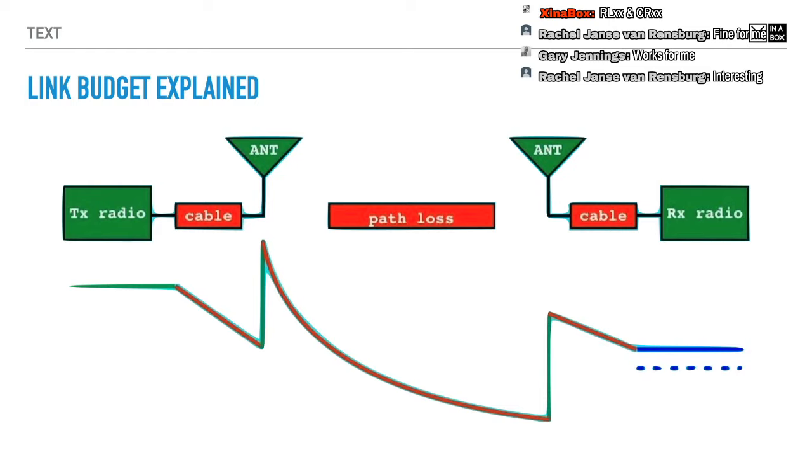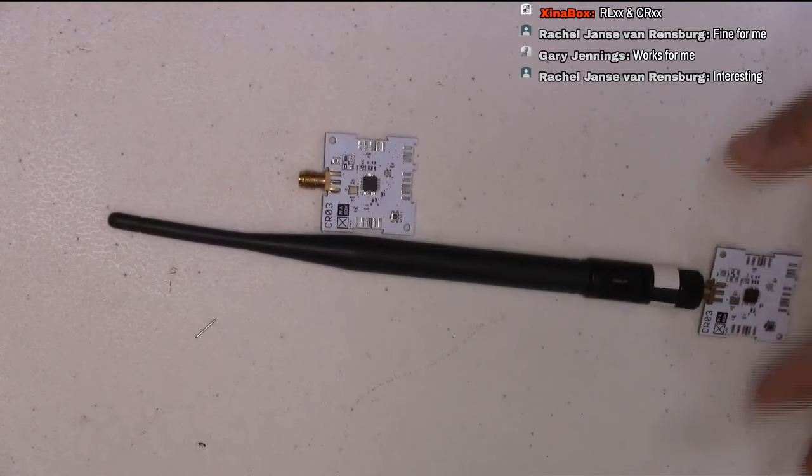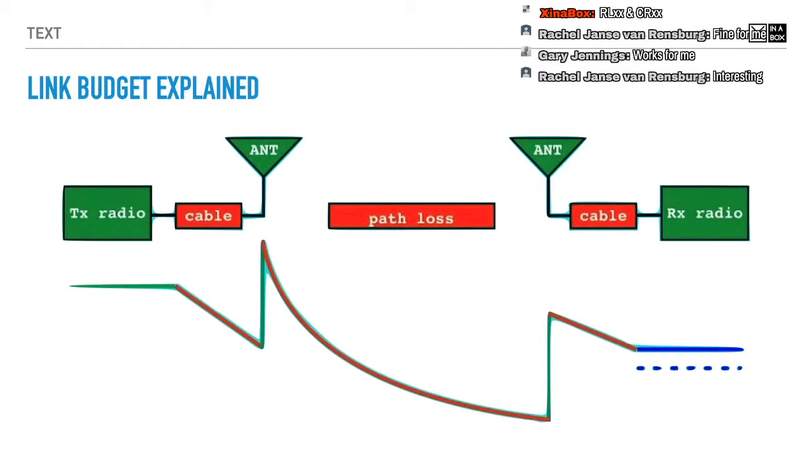So what I have here is you can see that we have the transmit power here, and a radio to transmit. Then we have a cable to the antenna. That's what we normally have. In our case here, there's of course no cable in between the antenna and the radio. And then we have the antenna.